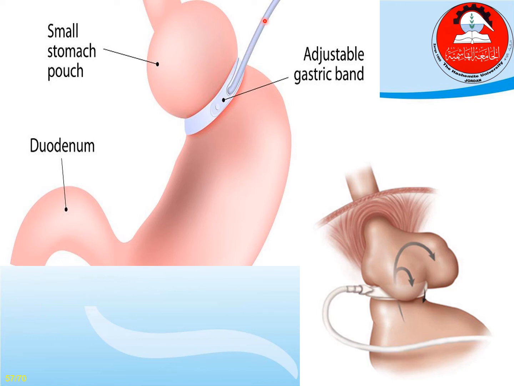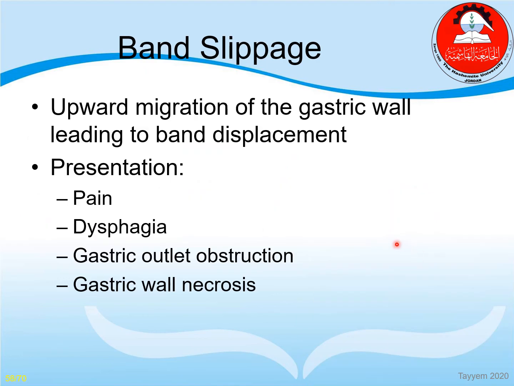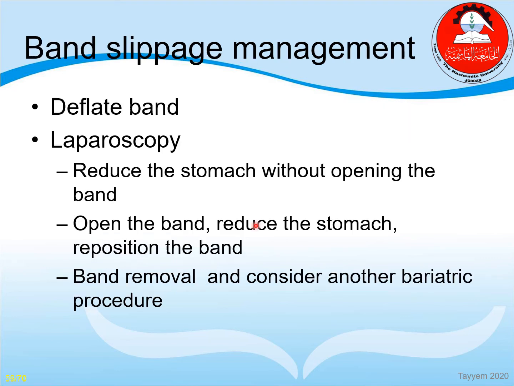You can see that this is the normal position of the band, and the vertical line is like that. So the angle between the band and the vertical line should be acute. If there is slippage, you can see that this is the band here. When it slipped, this acute angulation is lost, and that's indicative of band slippage. When patients have band slippage, their presentation is pain, dysphagia, gastric outlet obstruction, and gastric wall necrosis.